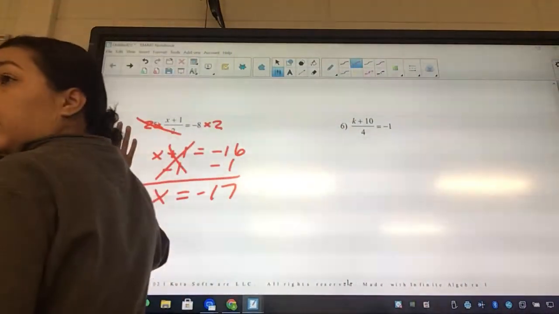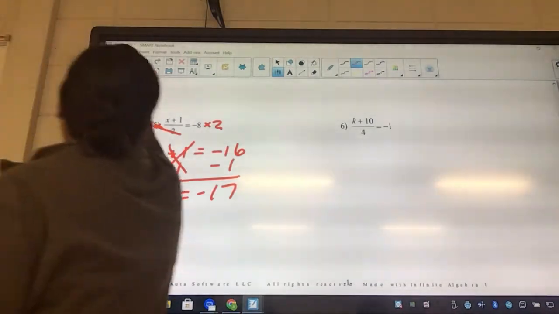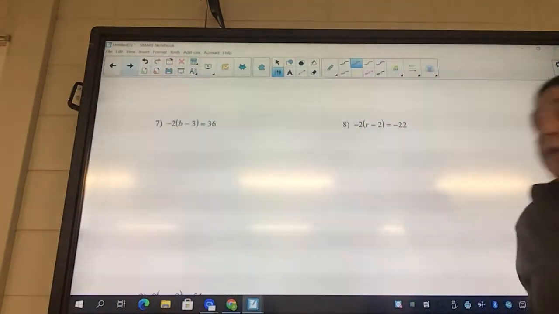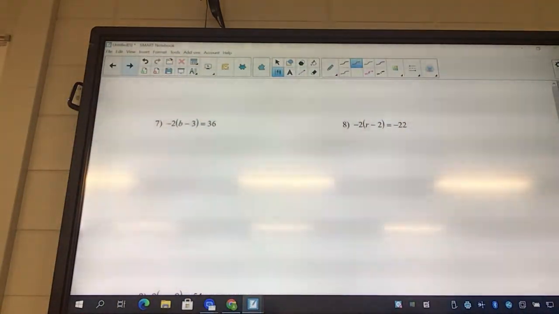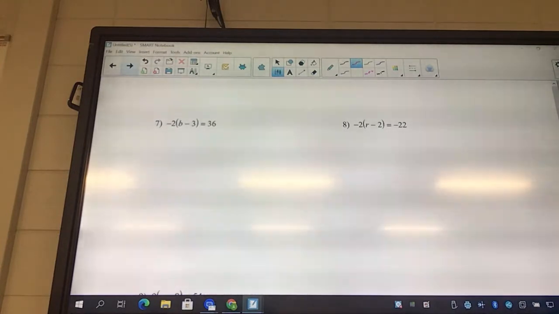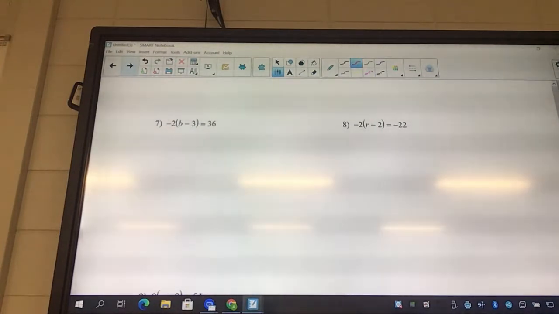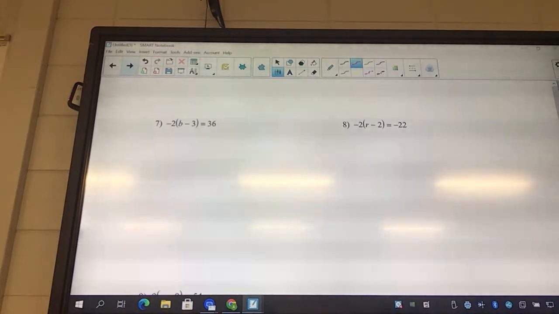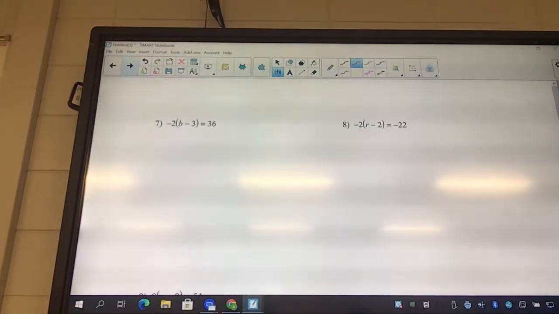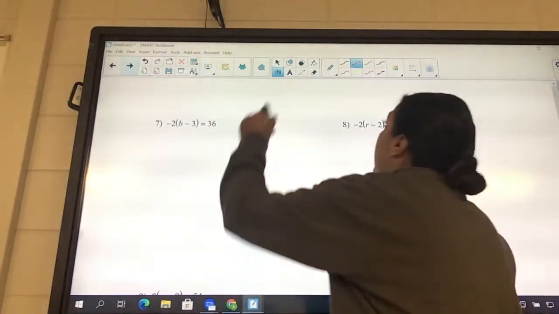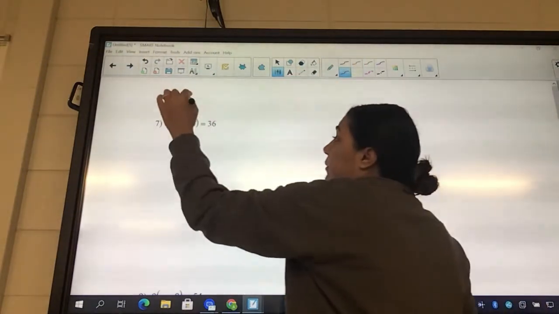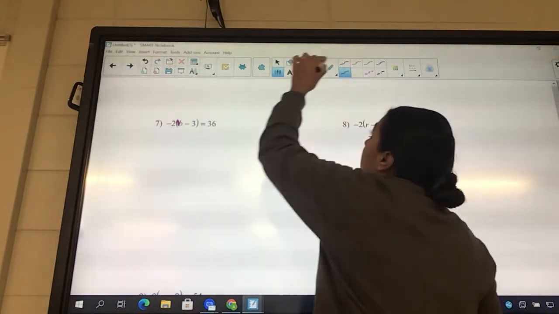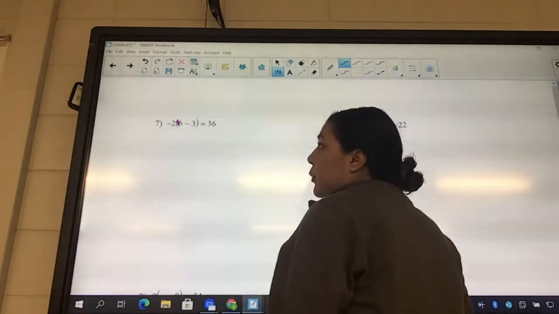Can I scroll? Okay, 7. This is one where, I don't know, some people say it's a multi-step, some people say it's a 2-step. Okay, so what do we do with parentheses? We multiply and/or distribute, okay? And we can put in what number goes in front of the b? 1. A 1. Okay, so your very first step, anytime you see parentheses, is going to be distribute.